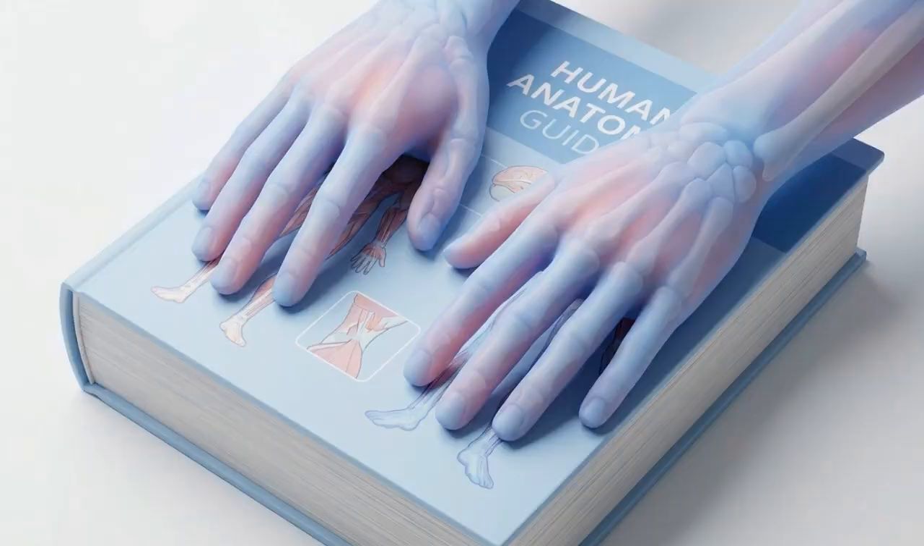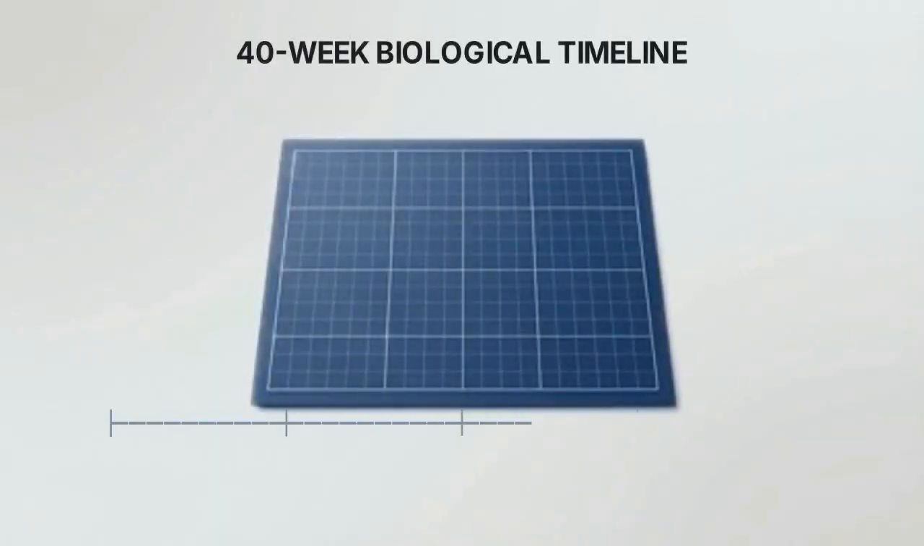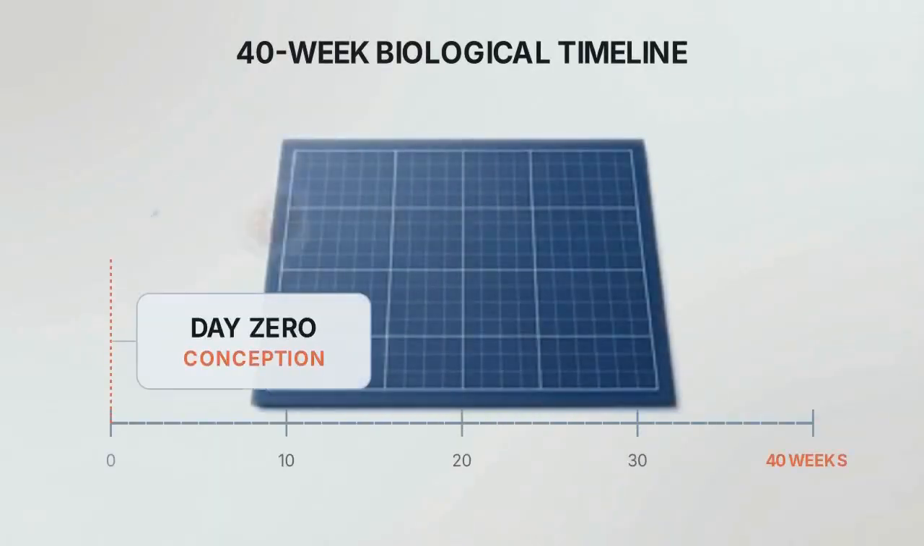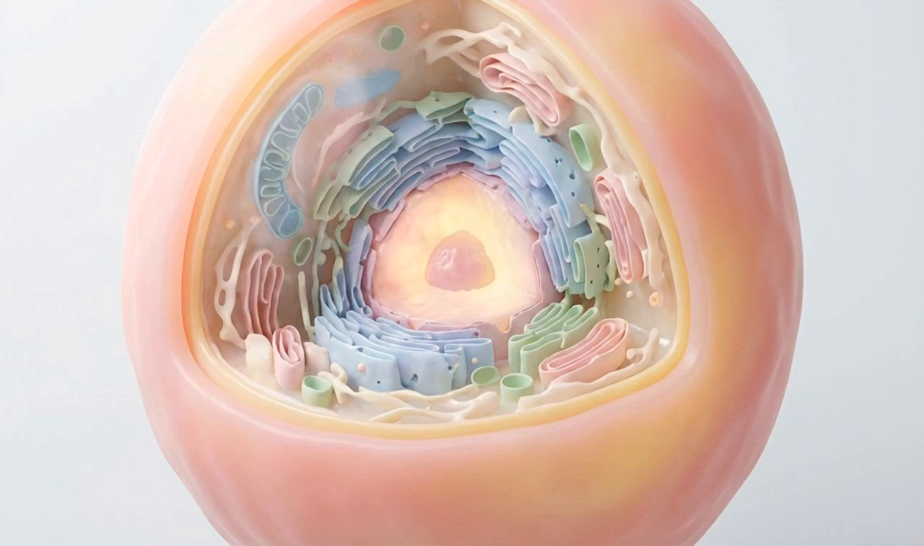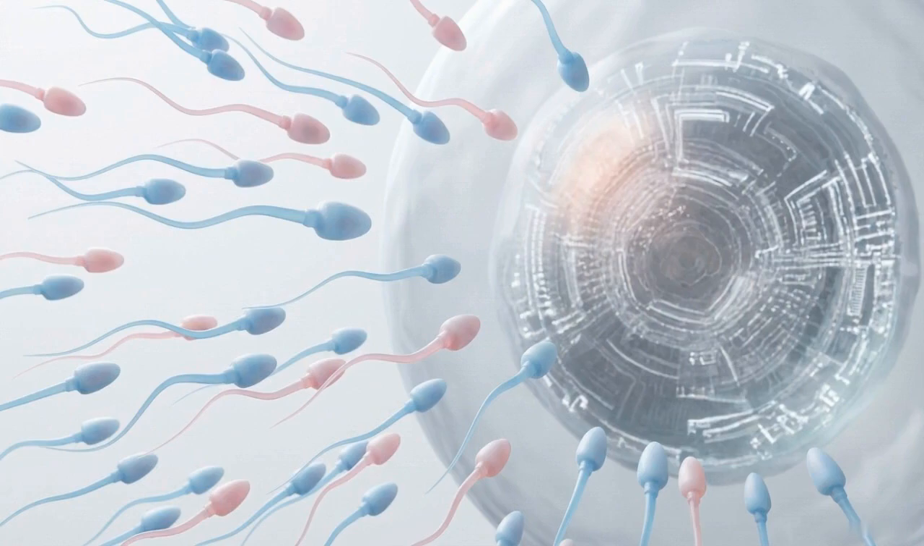To find the real answer to that childhood question, we have to look past the myths and track the 40-week biological timeline, starting at day 0. At the microscopic level, conception begins as a race. Millions of sperm navigate a high-stakes path toward a single waiting egg.